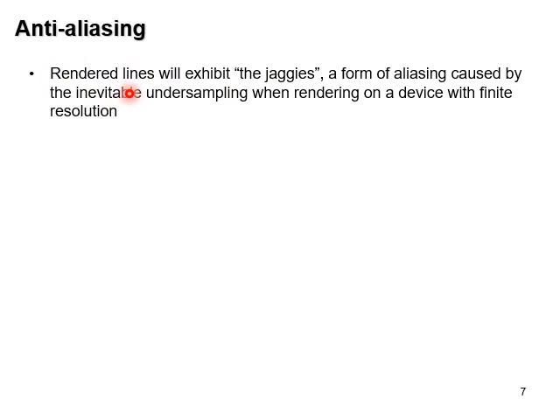So rendered lines, those lines that get drawn on a computer screen, will exhibit the jaggeds, as we said, a form of aliasing, a noise type, caused by the inevitable undersampling when rendering on a device with finite resolution. So once you try to draw something on a finite resolution device like this, these computer devices or whatever that have a certain number of pixels possible, then you might get this issue of the jagging.